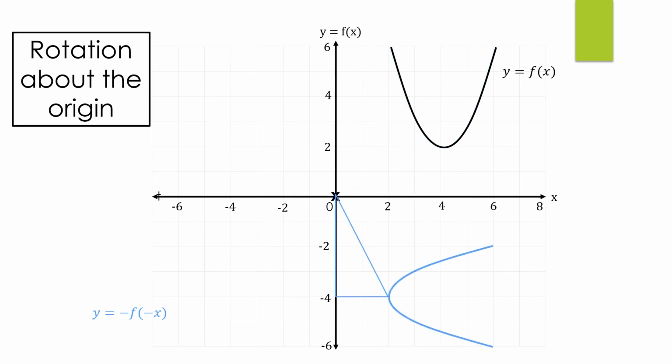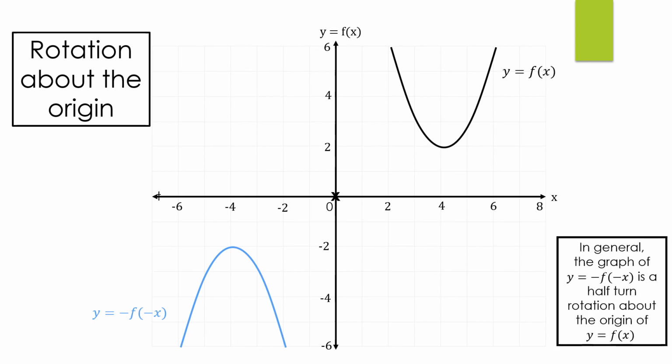So you can see that we've moved through the fourth quadrant and finished in the third quadrant, and our minimum turning point has become a maximum turning point of (-4, -2). So in general, the graph of y = -f(-x) is a half-turn rotation about the origin of y = f(x).